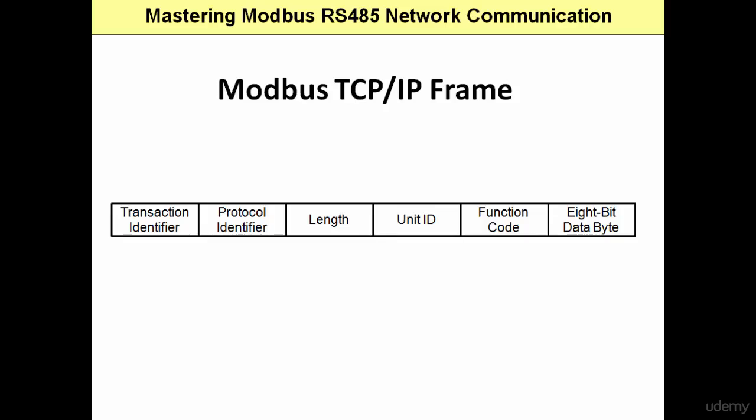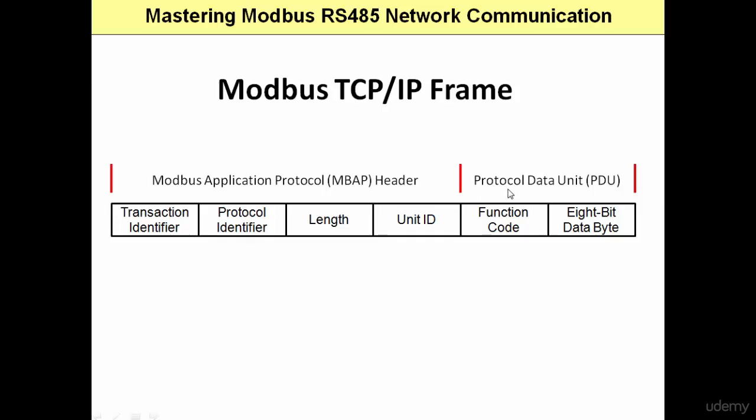All right, so let's look at the top here. You can see that what they call the function code and 8-bit data byte is called the protocol data unit, or PDU. And then the transaction identifier, starting there all the way down to the unit ID, is called the Modbus application protocol header, or MBAP header. All right, so there's the MBAP header and the protocol data unit.